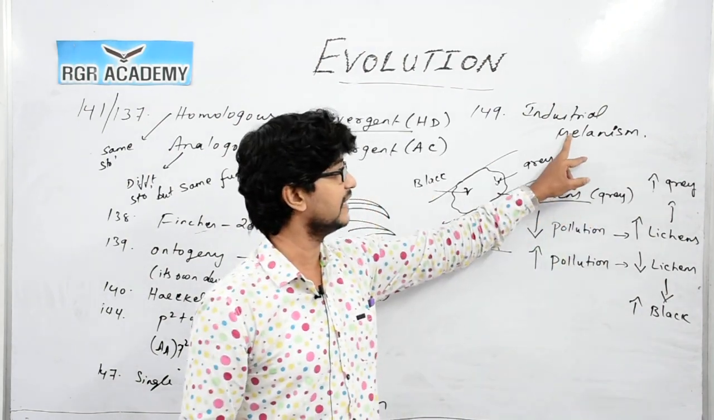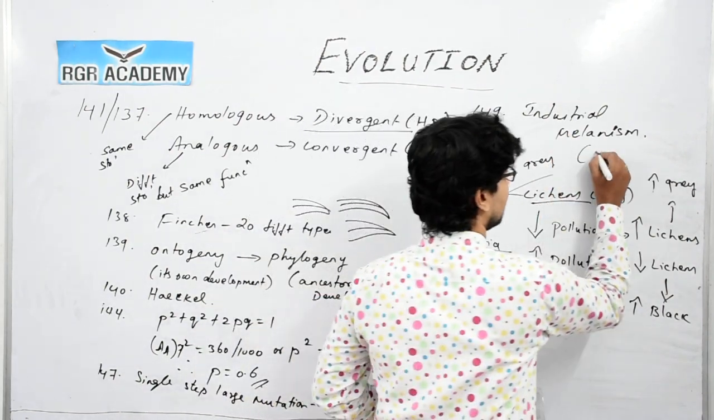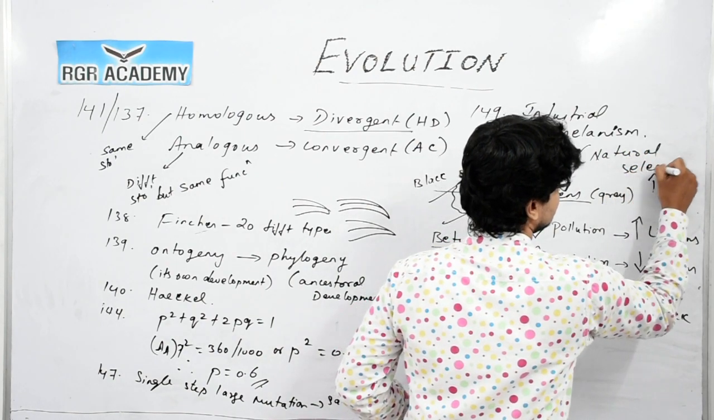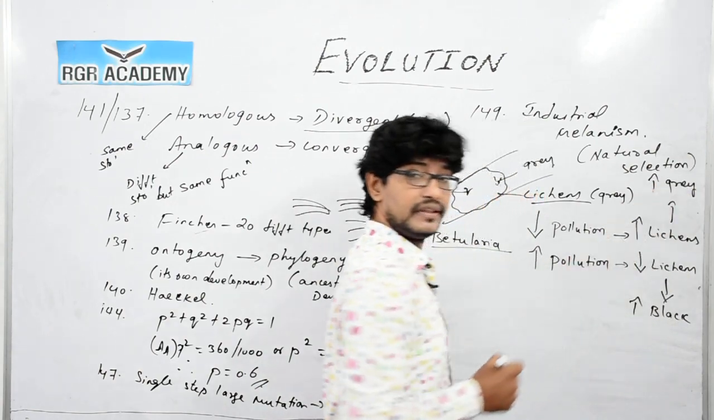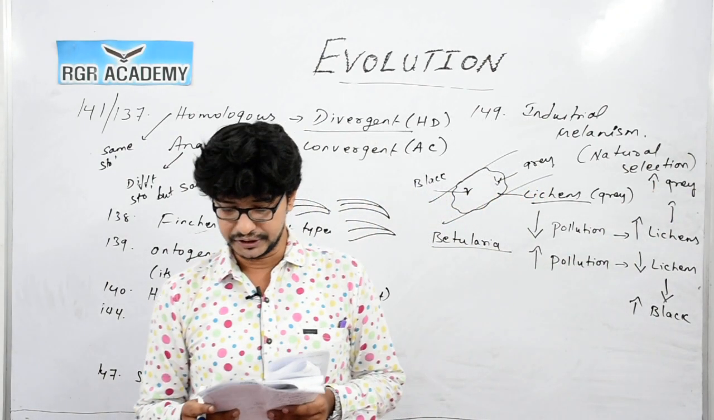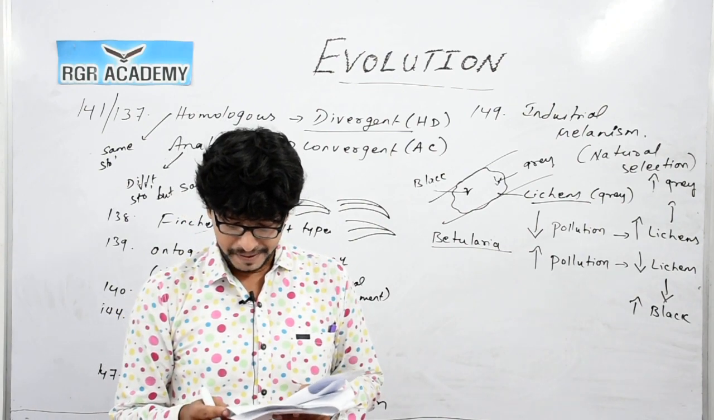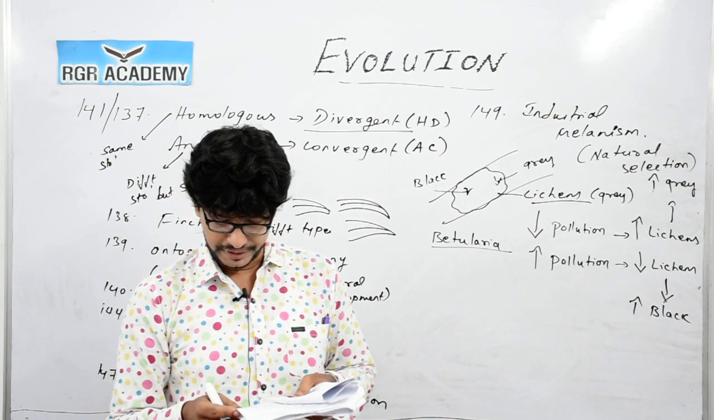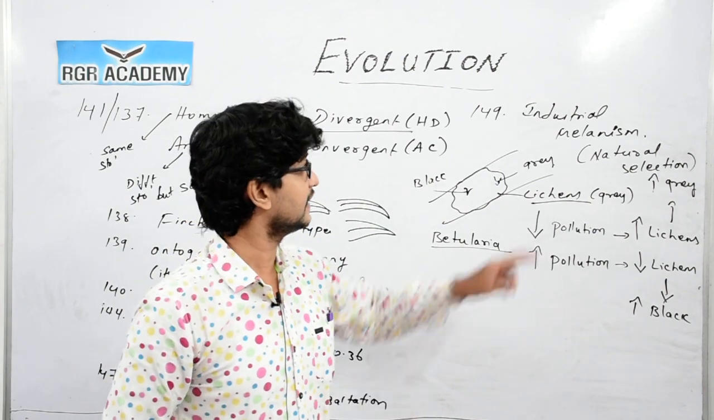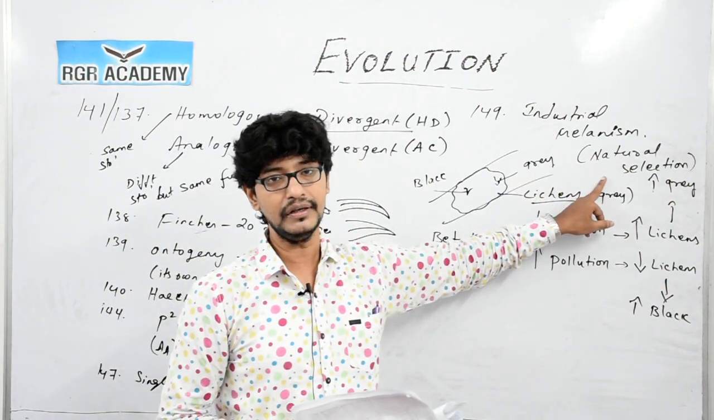So this comes under industrial melanism, which comes under the category called natural selection. This was again a selective support for Darwin, who proposed natural selection. So for this question, we are discussing question number 149. Industrial melanism is an example. So industrial melanism comes under the example for natural selection.